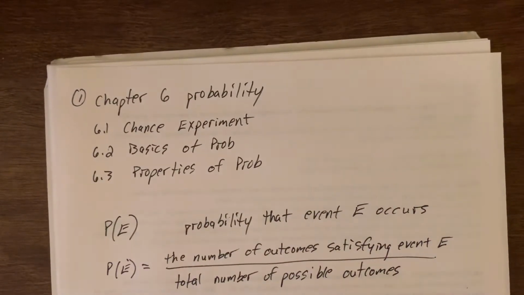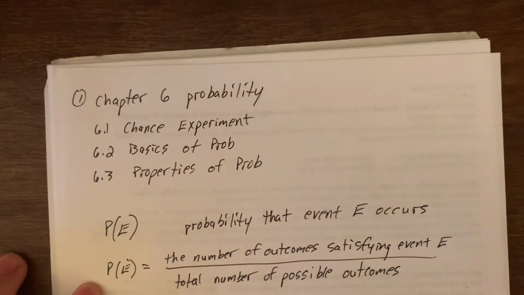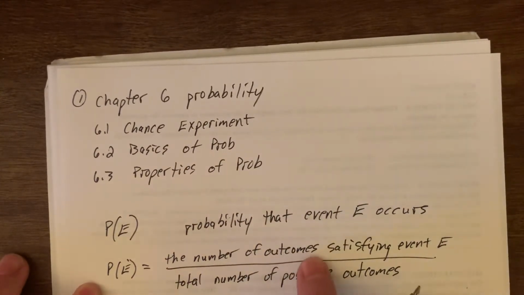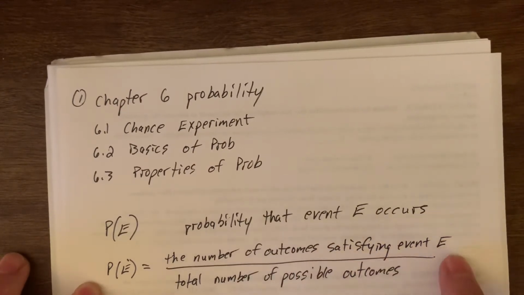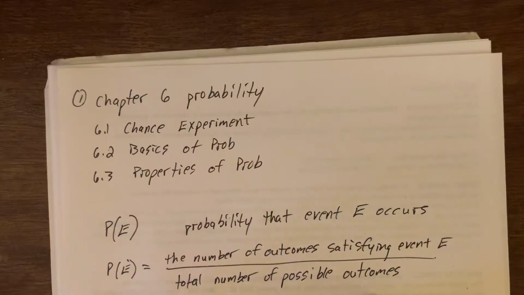Now, our book takes this a little further, talks about the idea of classical probability, talks about the idea of theoretical probability, but it'll always come down to this basic concept. The number of outcomes, the number of people, the number of objects that satisfy whatever it is we are looking at, divided by the total number of people, the total number of objects, the total number of possible outcomes.